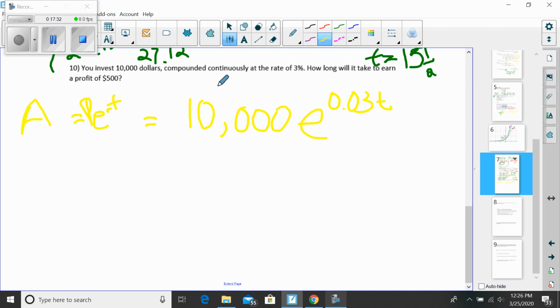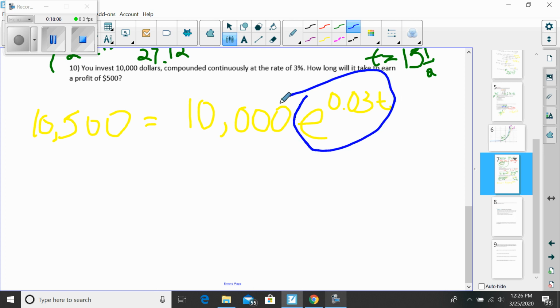Okay, so in other words, I want my amount to be 10,500. Okay, so I'm going to take this, and so that I don't have to rewrite it, I'm just going to go like this and say I need this amount to equal $10,500. Okay, so again, step one, isolate E. Don't try to take the natural log of both sides too soon.